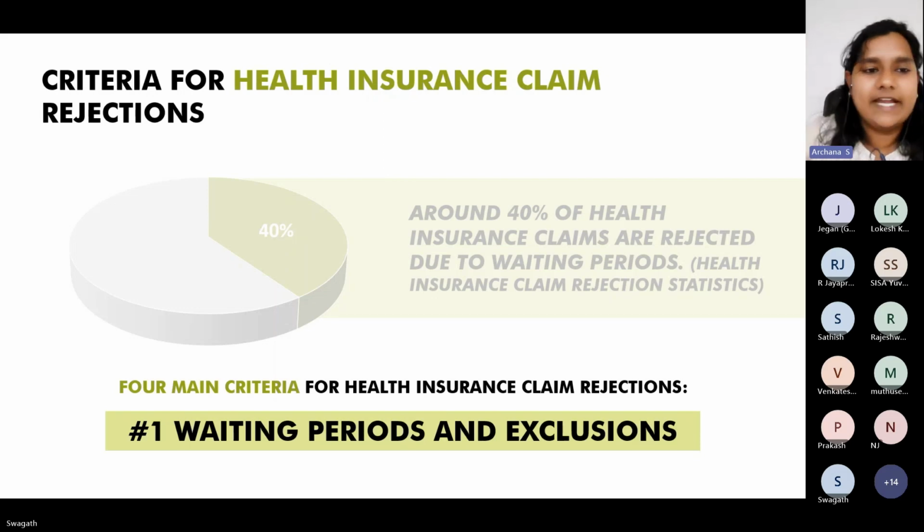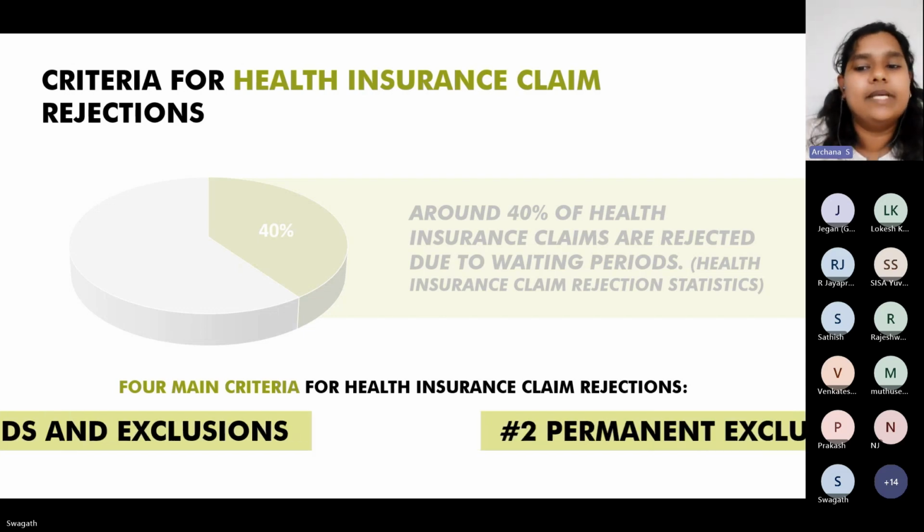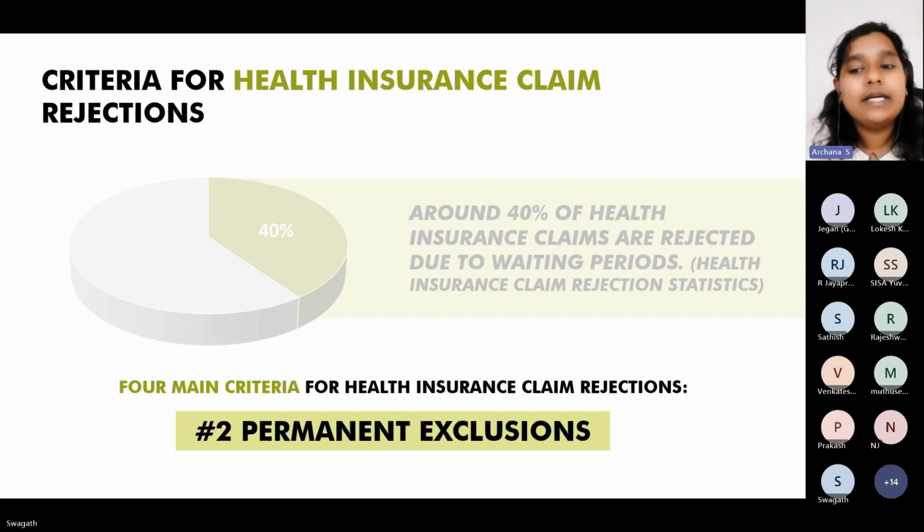The first one is waiting period and exclusions. When it comes to waiting period, if you are making a claim for a disease or a treatment which is in the waiting period when you bought the policy, then obviously that would not be paid. So that is one reason your claim can get rejected. And the second one is permanent exclusions. Permanent exclusions are certain diseases or treatments that may not be covered in the policy itself by the insurance company.